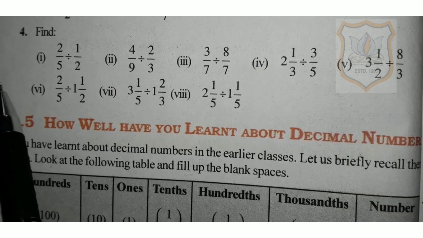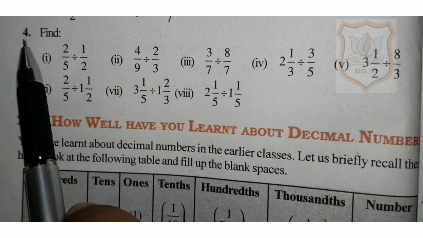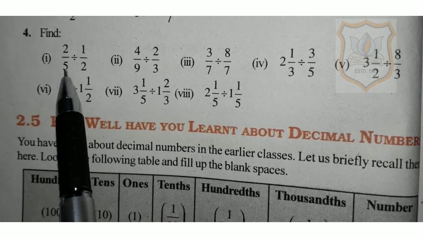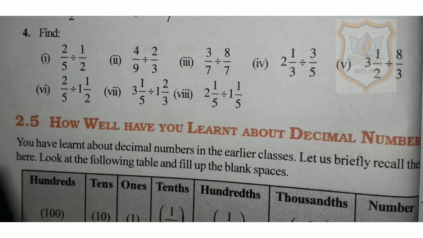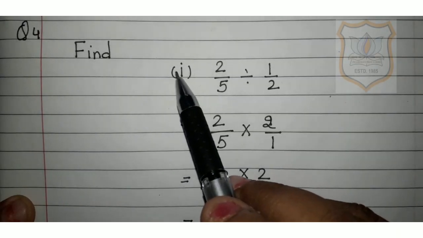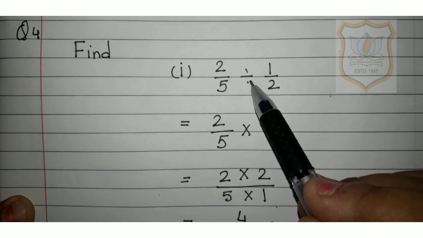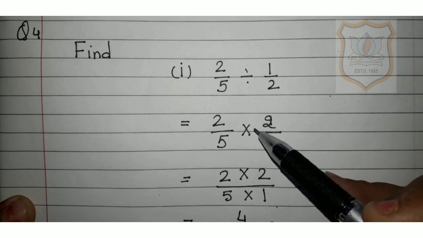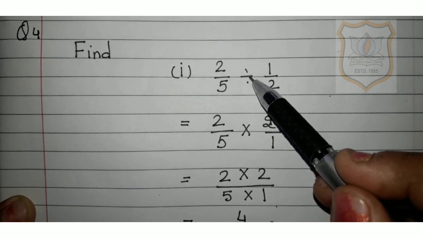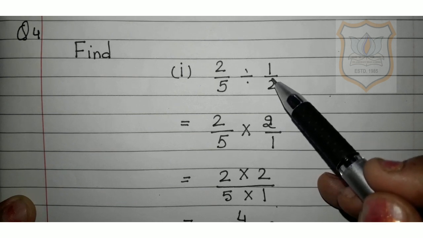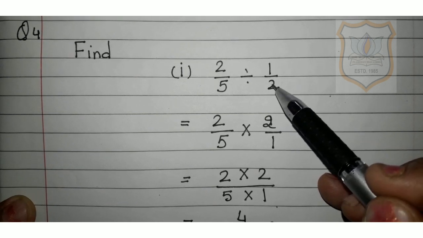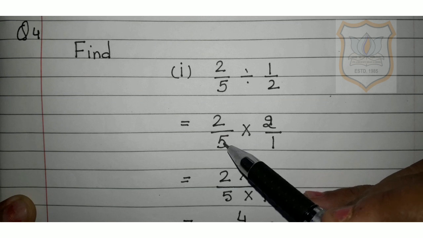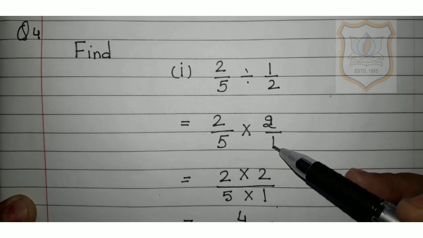Now students, we will solve question number 4 of exercise 2.4, and that is find. First part is 2 upon 5 divided by 1 upon 2. This division sign will be converted into multiplication sign and the reciprocal of the fraction after it, that is 1 upon 2, will be taken. And the reciprocal of 1 upon 2 is 2 upon 1. Now our question will become 2 upon 5 multiplied by 2 upon 1.